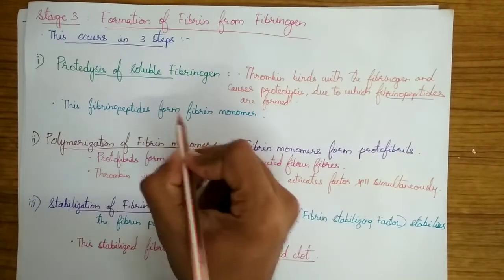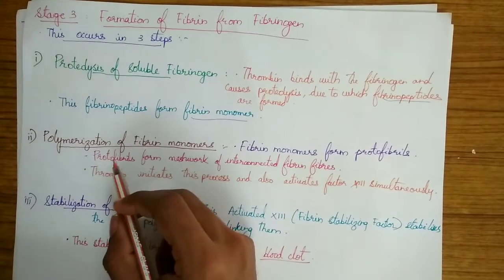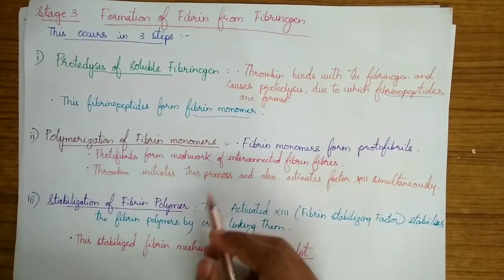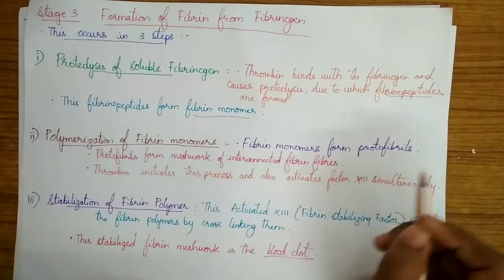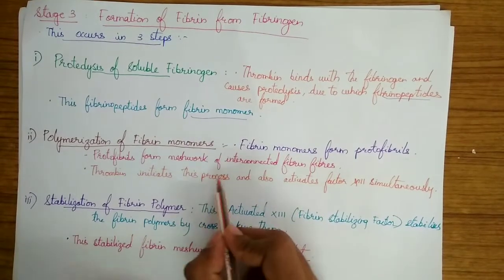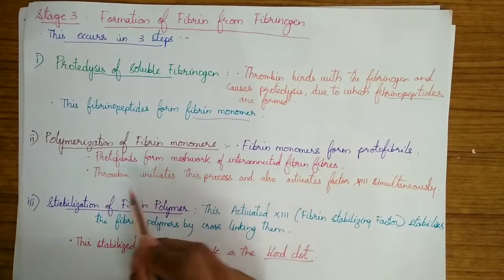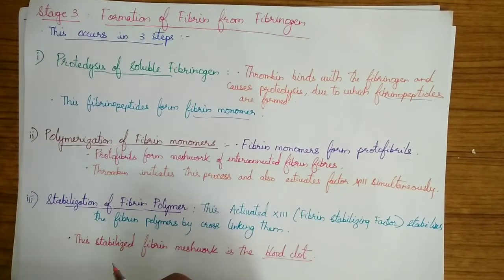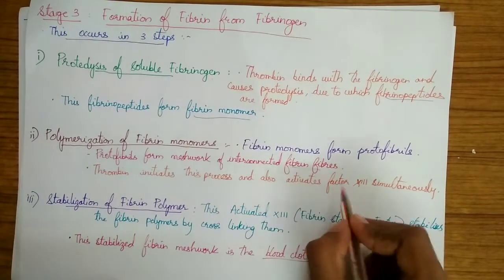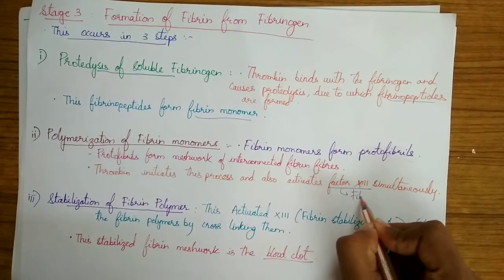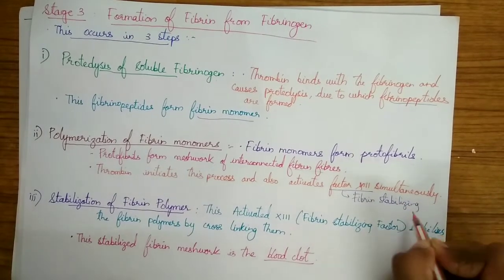These fibrinopeptides form the fibrin monomer. The next step is polymerization of the fibrin monomers. So these formed fibrin monomers convert into protofibrils. These protofibrils again form a meshwork of interconnected fibrin fibers. In this step also, thrombin initiates this process. It also activates factor 13 simultaneously. As you read now, factor 13 is the fibrin stabilizing factor, and it is important for the stabilization of the fibrin clot.